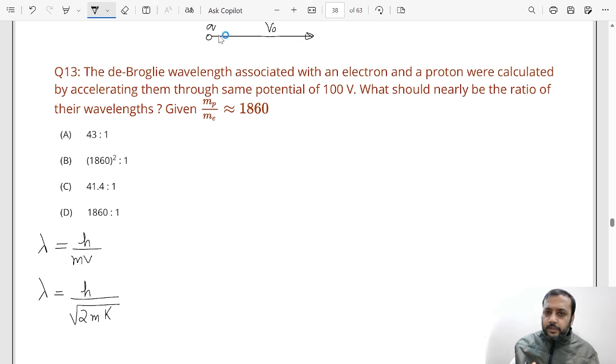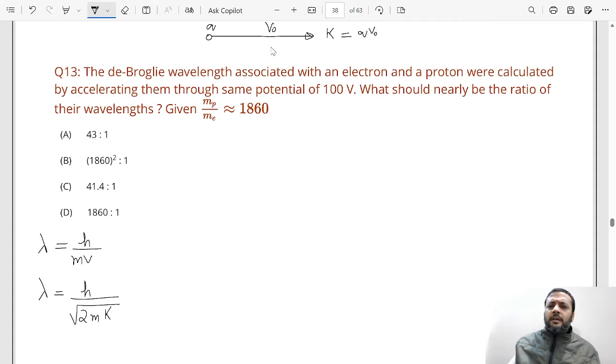That simply means that its potential energy will decrease by qV naught, hence its kinetic energy will increase by qV naught. Okay, so imagining that they were accelerated from rest, their kinetic energy will become qV naught after the acceleration has happened. So we can say that the kinetic energy after the acceleration has happened will be qV naught.